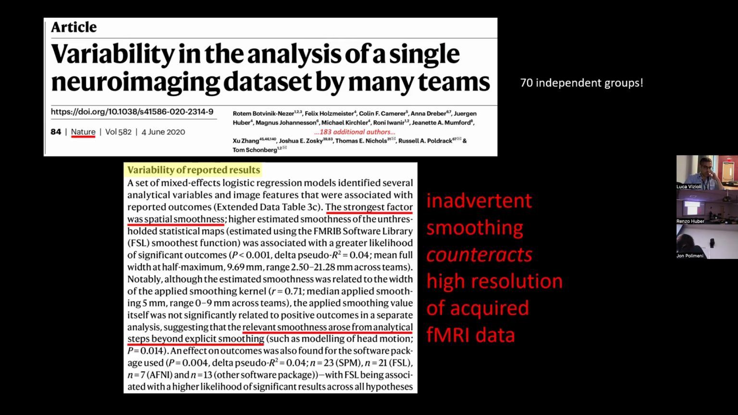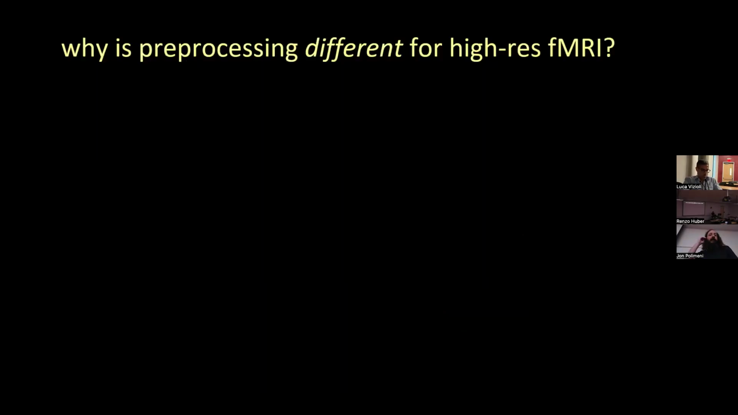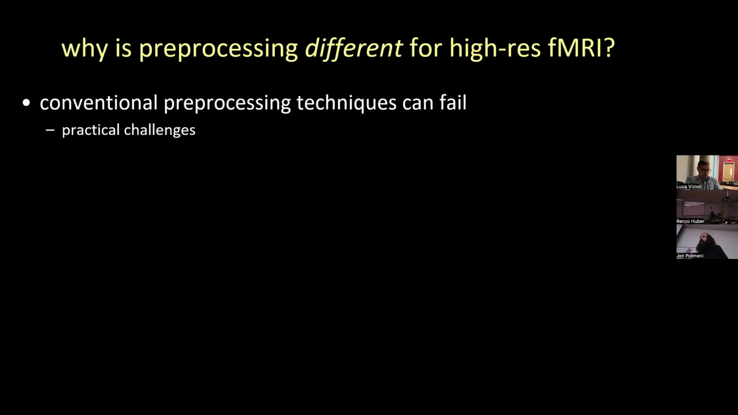We spend a lot of time balancing these trade-offs to get to our small voxels. It's a pity to throw away that spatial resolution by using suboptimal data preprocessing choices. And so why is preprocessing different for high-resolution fMRI or for layer fMRI? Well, I think for a couple of reasons.